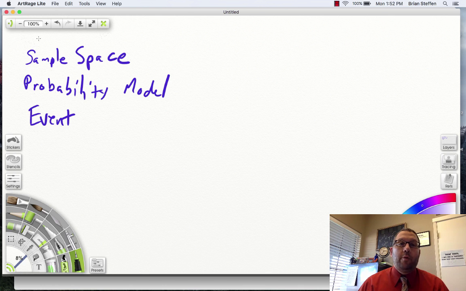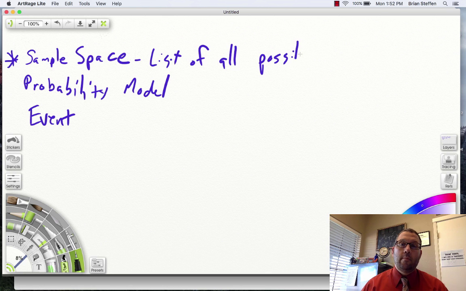Working more now with probability. We're going to start talking about some specific language that has to deal with probability. First off is sample space. Just a simple definition: sample space is a list of all possible outcomes. So when we're doing an activity or some type of probability scenario, the sample space is everything that's possible. We'll look at an example in a second.